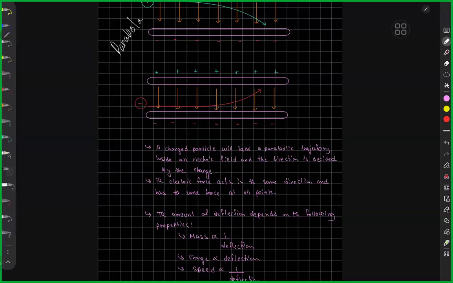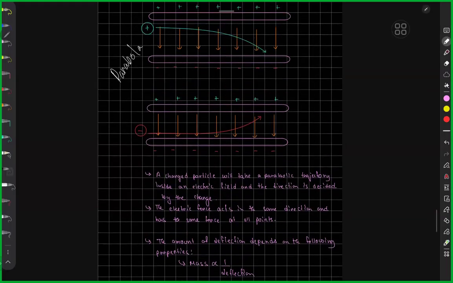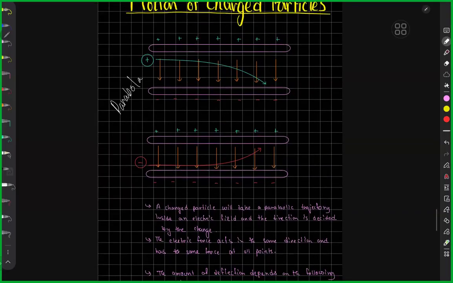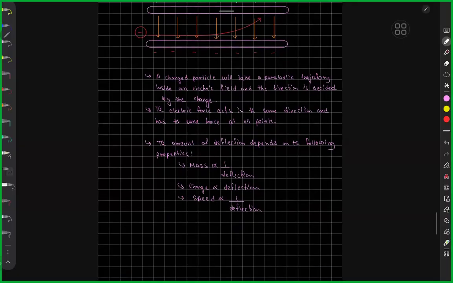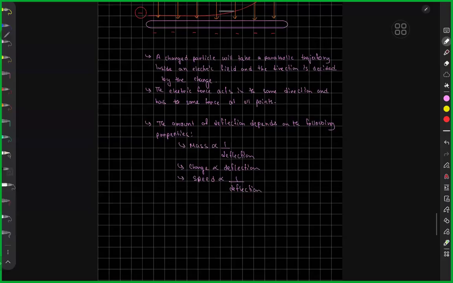Why is this important? Let's see. So a few points to note. The charged particle will take a parabolic trajectory inside an electric field, and the direction is decided by the charge itself. If it's negative, it will move towards the positive plate. If it's positive, it moves towards the negative plate. The electric force acts in the same direction and has the same force for all points. And the amount of deflection depends on the following properties. These three things are important.